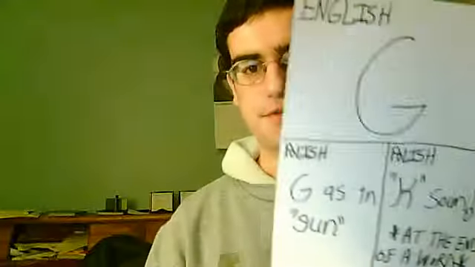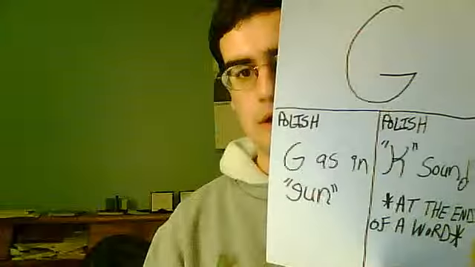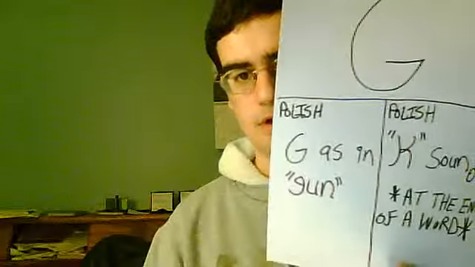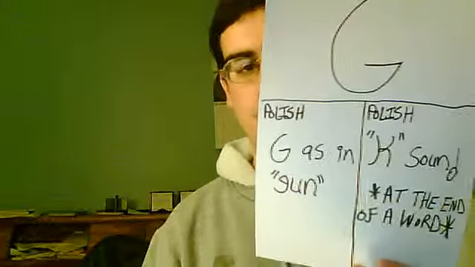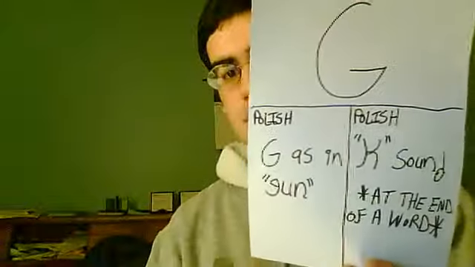The letter G can have two sounds. It can sound like G, as in gun, or K. And the K sound of the G only happens if the G is at the end of the word. It's the only time you pronounce the G as a K.